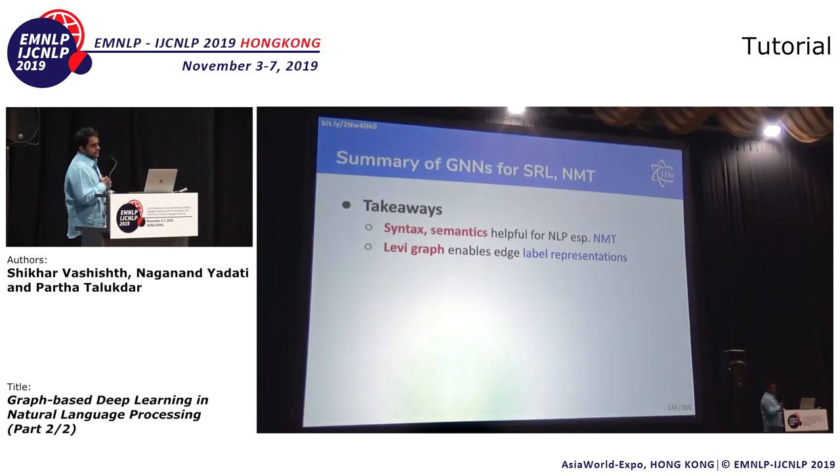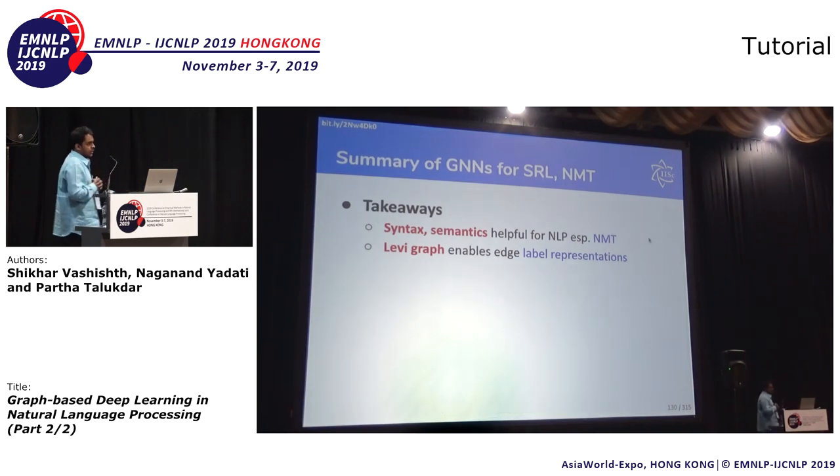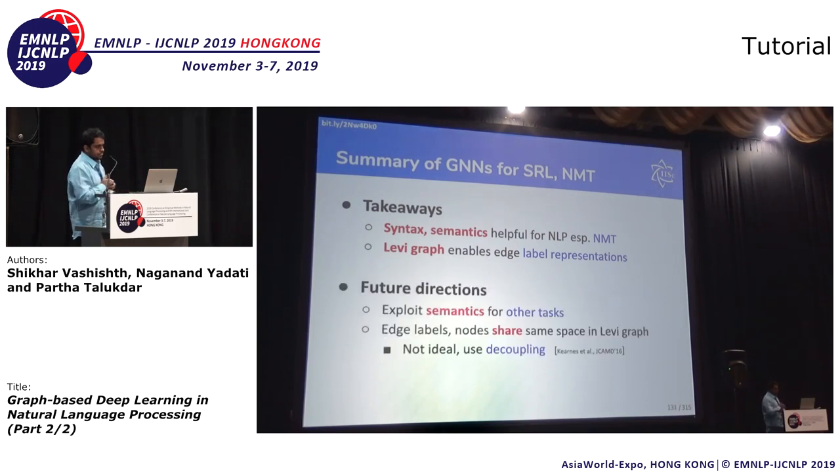To summarize this section on GNNs for SRL and NMT, the main takeaways are that syntax and semantics are actually helpful for NLP, especially neural machine translation. The Levy graph transformation enables edge label representations, which can improve neural machine translation. A couple of future directions could be to exploit the output of semantic role labeling for other NLP tasks, not necessarily NMT.